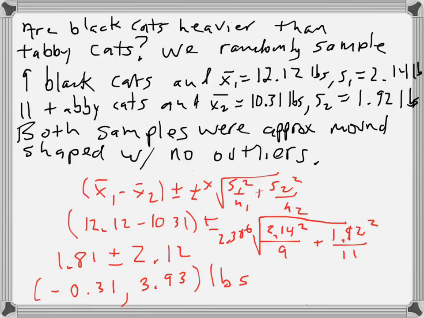I did the do. Now it's time to do the conclude. So we are 95% confident that the true difference in weight between black cats and tabby cats is between negative 0.31 pounds and 3.93 pounds. So can we conclude that there's a significant difference between the weight of the two types of cat?